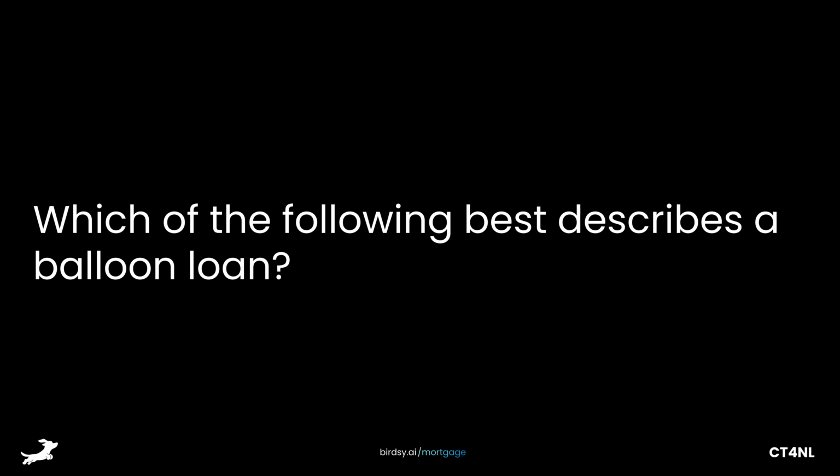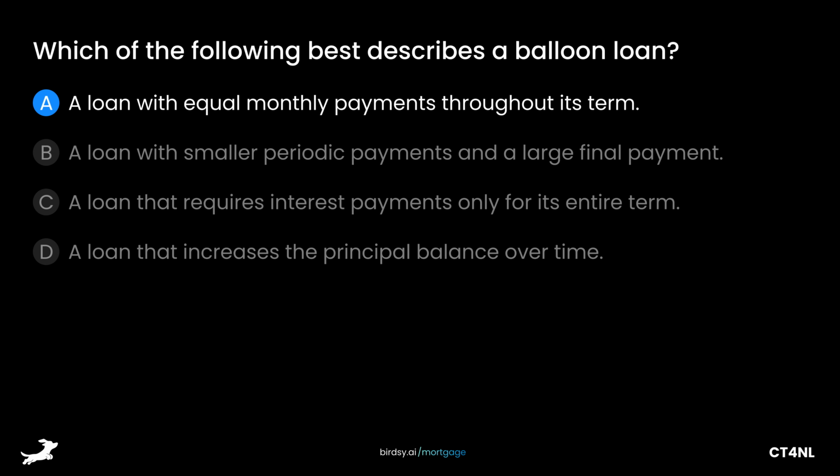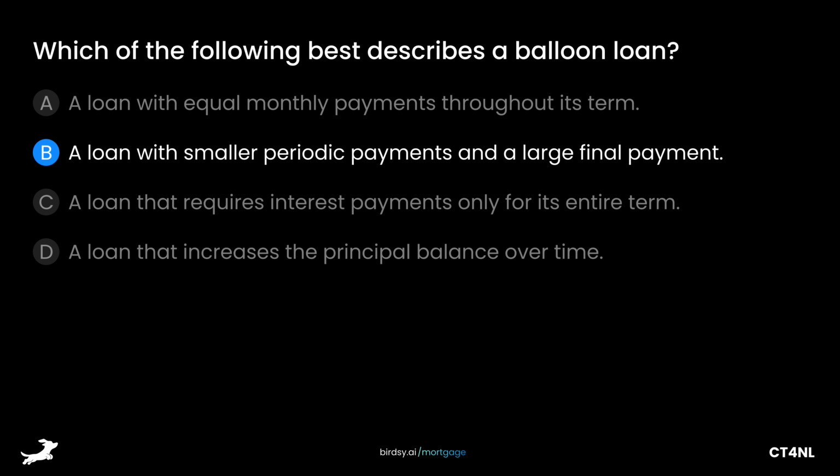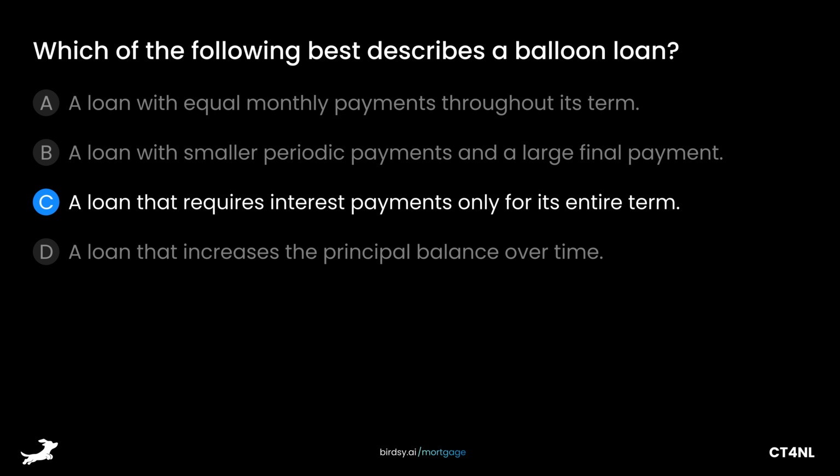Which of the following best describes a balloon loan? Is it A, a loan with equal monthly payments throughout its term? B, a loan with smaller periodic payments and a large final payment? C, a loan that requires interest payments only for its entire term? Or D, a loan that increases the principal balance over time?